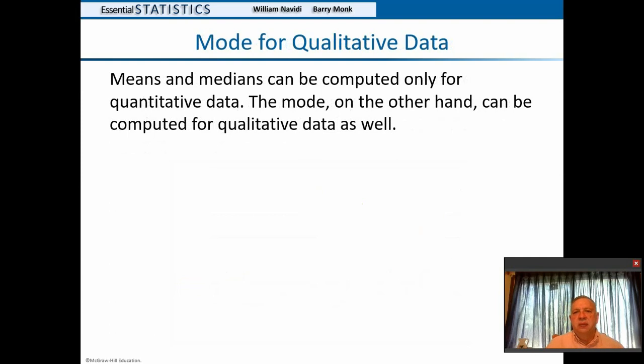So means and medians can be computed only for quantitative data. Remember, quantitative data were ones with numbers, 1, 2, 3, 4, measurable data, and we could do things with it. We could do math with it. The mode, we can't do it with qualitative. We can't calculate the mean and the median for qualitative data. Qualitative was descriptive type things.